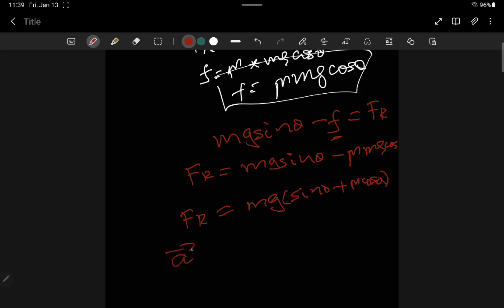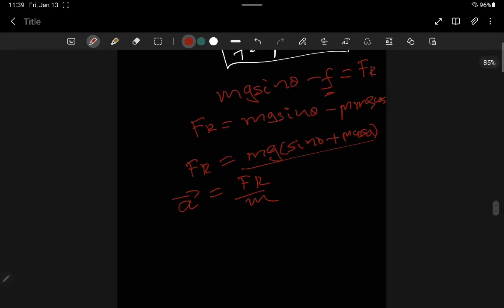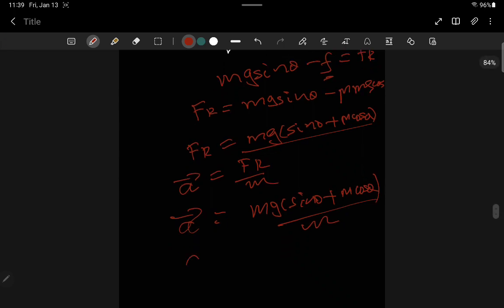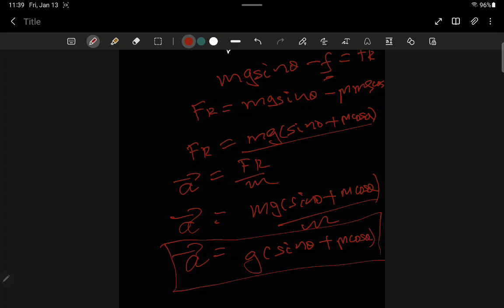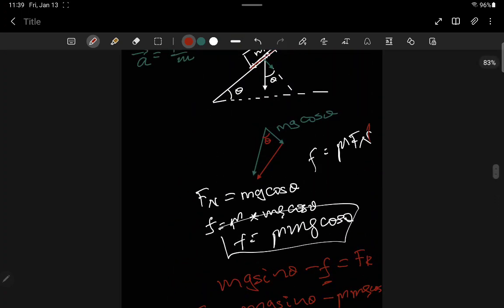And the acceleration is how much? It is the resultant force divided by the mass. But the resultant force is given by this expression. So the acceleration is mg into the sine theta minus the coefficient of friction times the cos theta, divided by the mass. Now the mass can be cancelled. So the expression for the acceleration this time is g times the sine theta minus the coefficient of friction times cosine theta. This is the expression for the acceleration in the case of a ramp, sliding down without the application of any force.